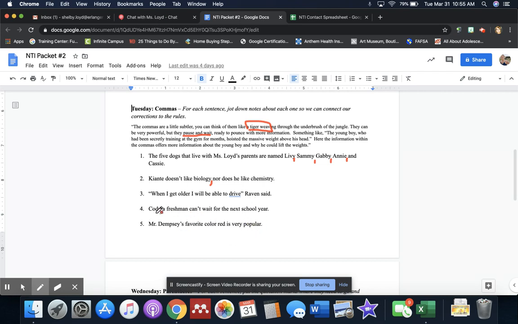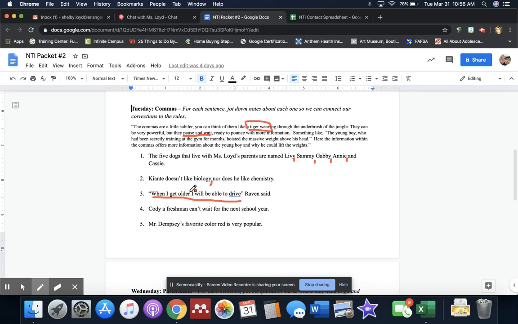And then I want you guys to try numbers 4 and 5 on your own. Okay, so figure out what the main sentence is all about, and then what's the information that we need to separate out. Okay, so like in number 3, when I get older, I'll be able to drive. What is the sentence really about? Because this needs 2 commas. So we need the quotation mark comma, which I'll let you guys place. But then what is this sentence all about? Is it about when she gets older, or is it about her being able to drive?